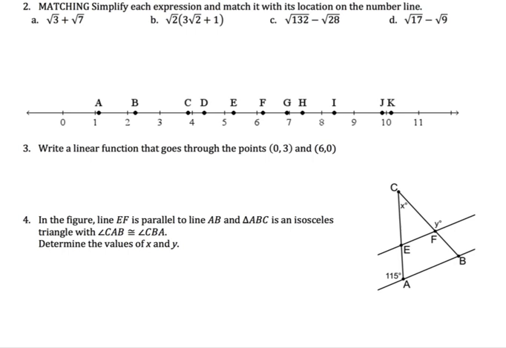Number 3, find the function that goes through those 2 points. Number 4 is review from Unit 3. You need to find the values of x and y because those are, is that parallel? It doesn't say it's parallel. Oh yeah, it does. EF is parallel to AB. ABC is an isosceles triangle. You can find the measure of x and the measure of y from that information.